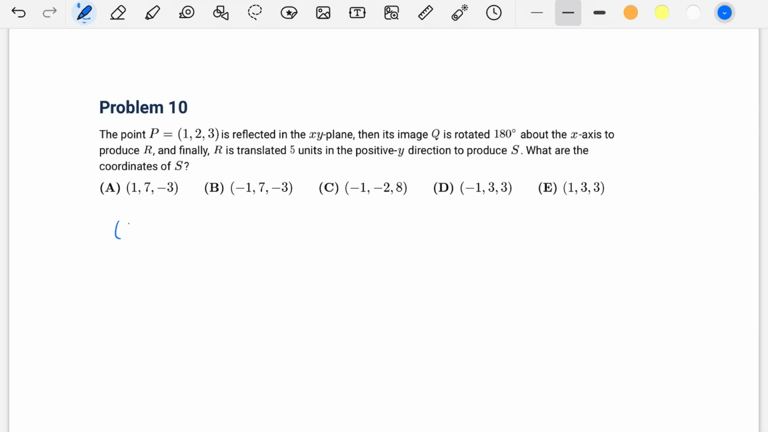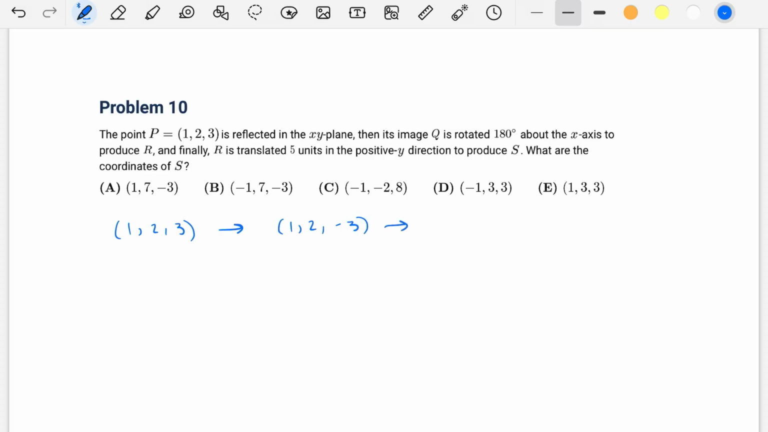So first we start with the point (1, 2, 3). Next, we reflect this point in the xy plane. So what that means is we basically just reflect it to the other side of the xy plane. So that just makes the z coordinate negative. So we get (1, 2, -3).